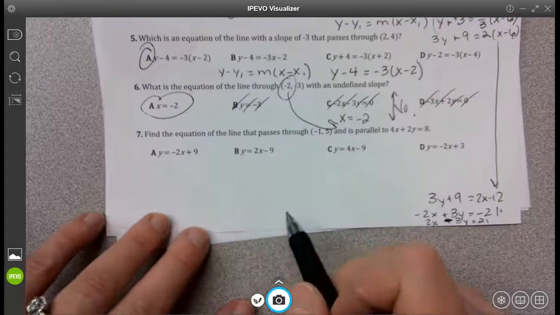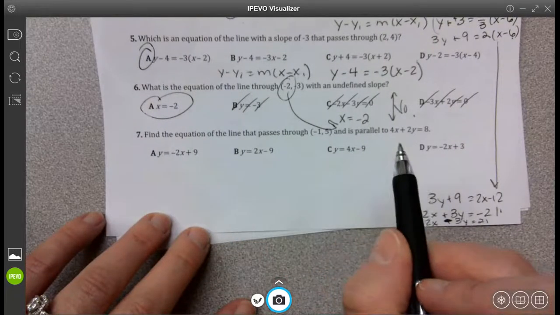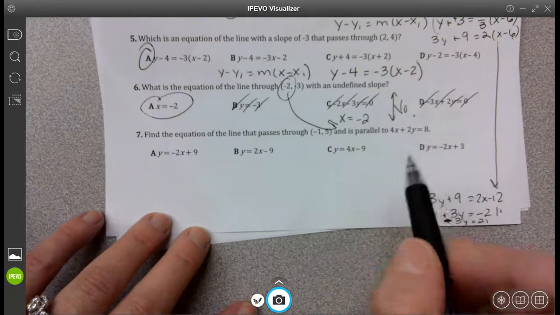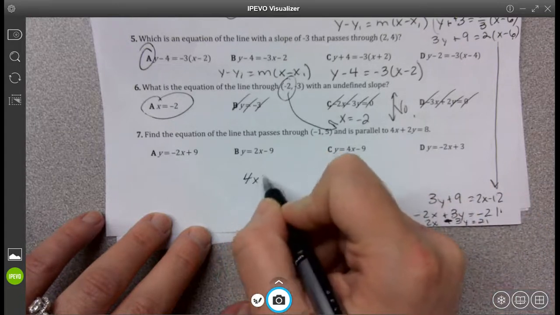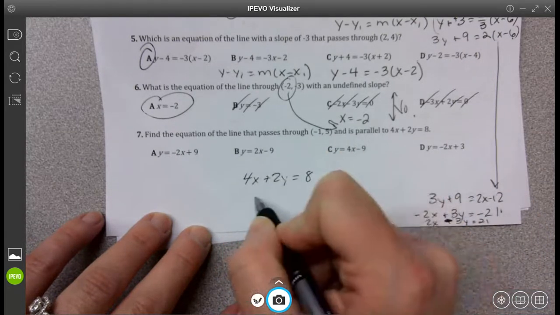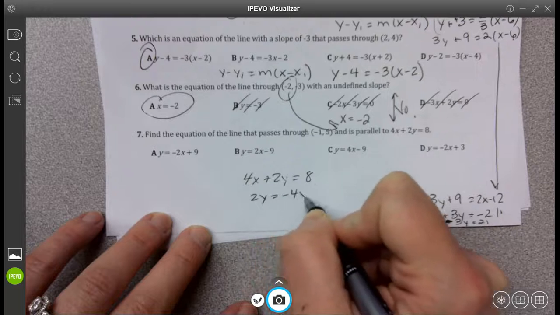Find the equation that passes through -1, 5 and is parallel to 4x plus 2y equals 8. Well, first of all, we have to take 4x plus 2y equals 8 and put it into slope-intercept form.